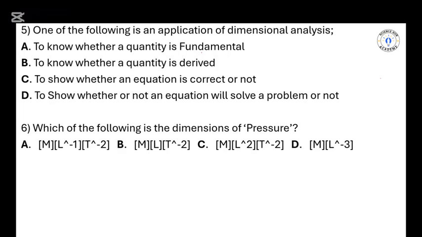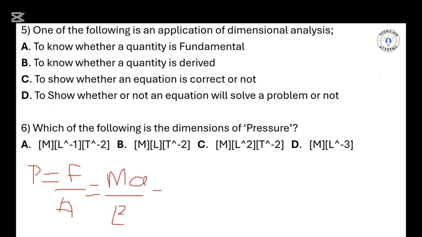Question 6 says, which of the following is a dimension for pressure? Let us see the dimension for pressure. Let's work it out. Pressure is force divided by area. And what is force? Force is the product of mass and acceleration. Area is the product of two lengths, that is L to the power 2. Force is ma. Dimension for mass is M. Dimension for acceleration is L T to the power -2. We have been taught this before. So divided by another L to the power 2.